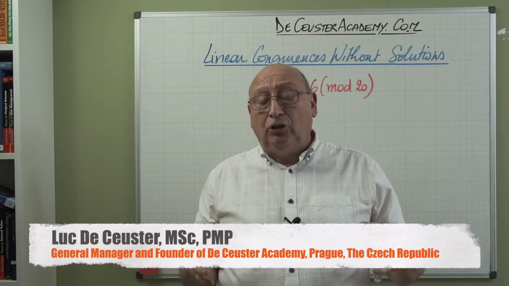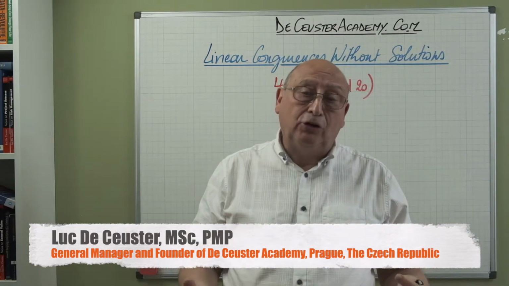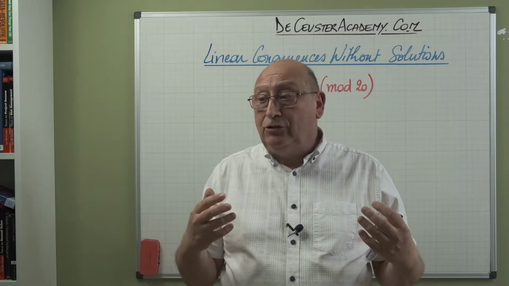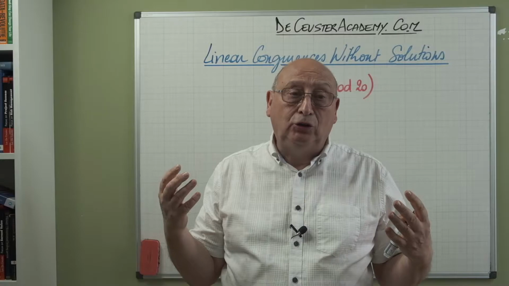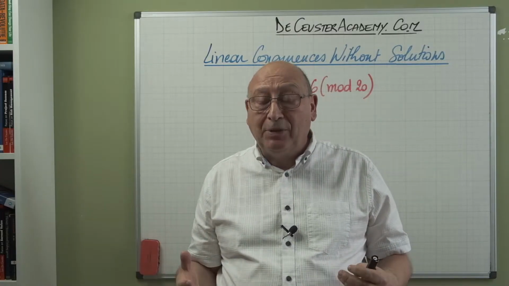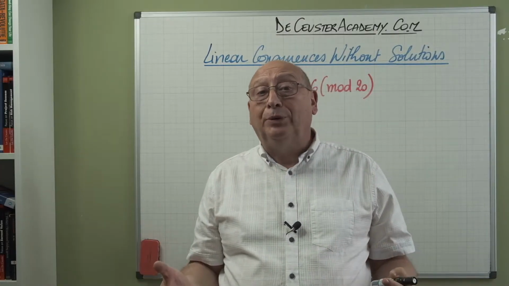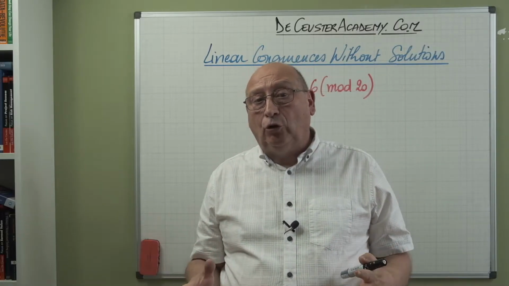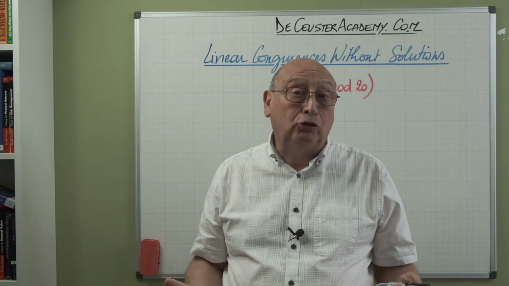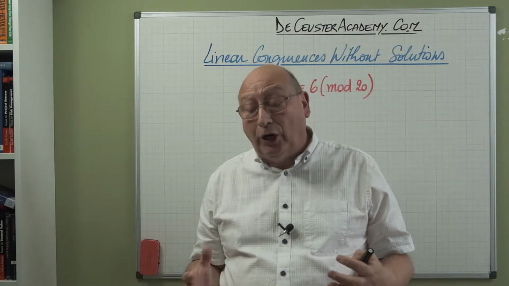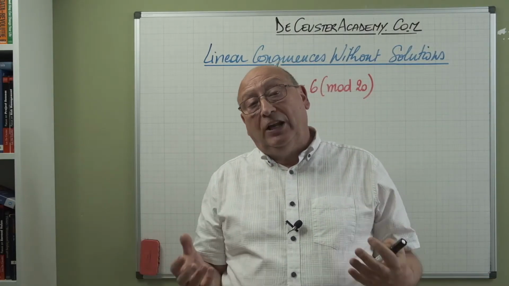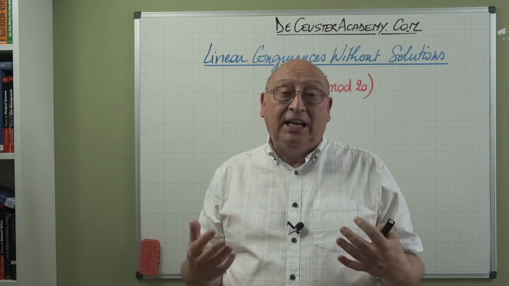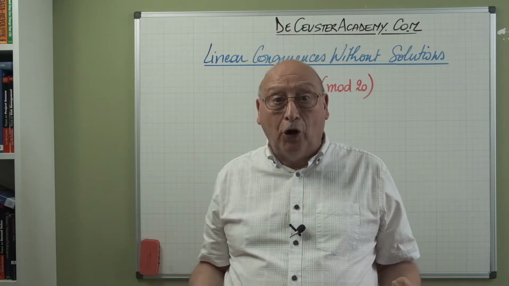In the previous videos we were looking at linear congruences and how to resolve them. We looked into linear congruences with a unique solution modulus m, and linear congruences that had more than one solution. Now we are going to look at cases where there is no solution, because when we see a linear congruence we have to be able to identify whether there are solutions, yes or no.